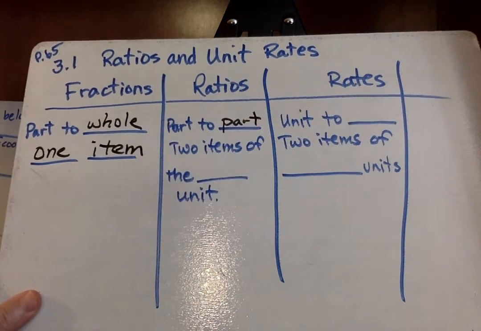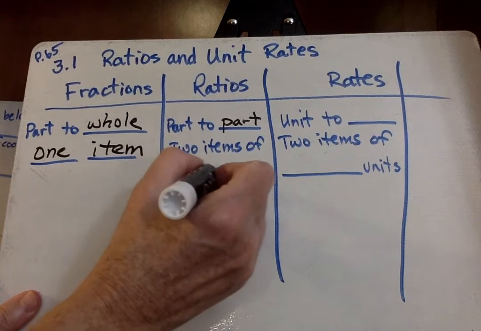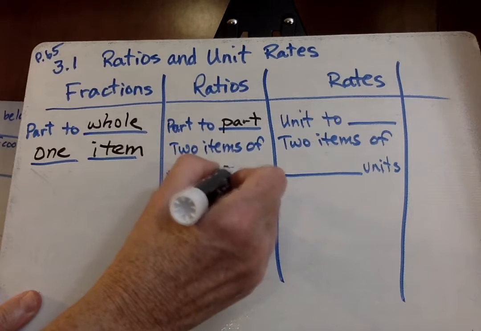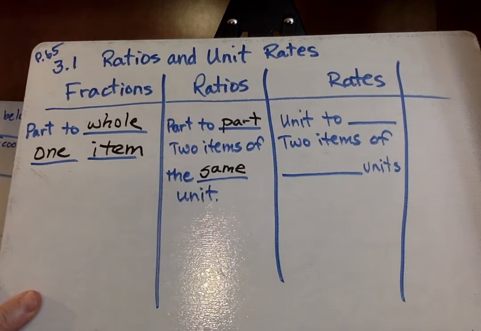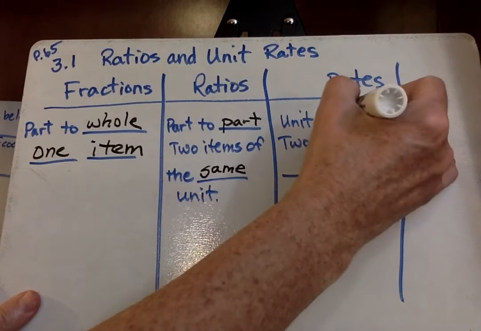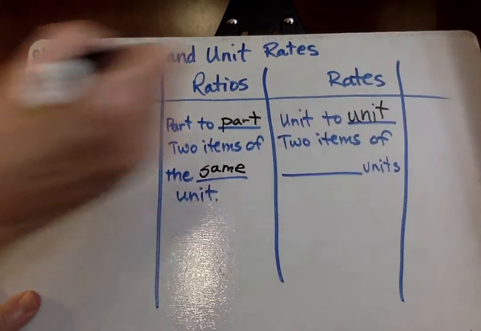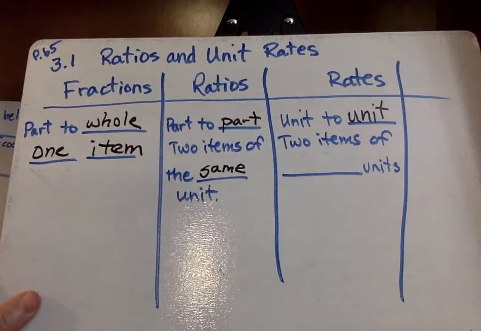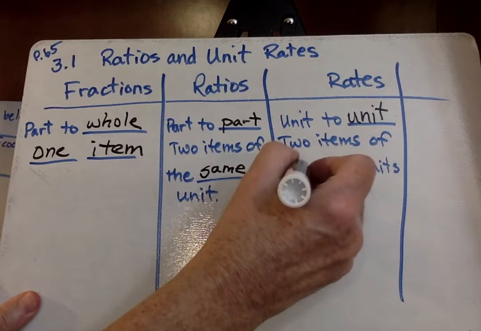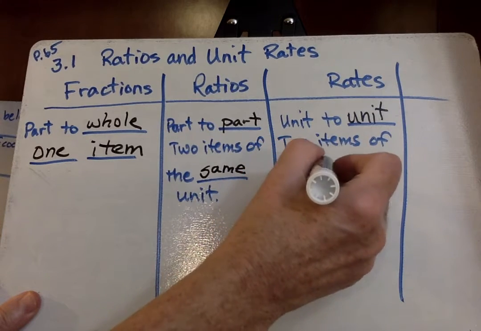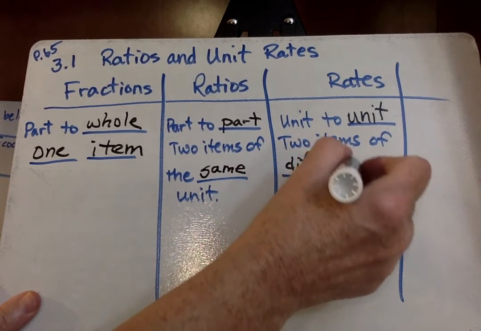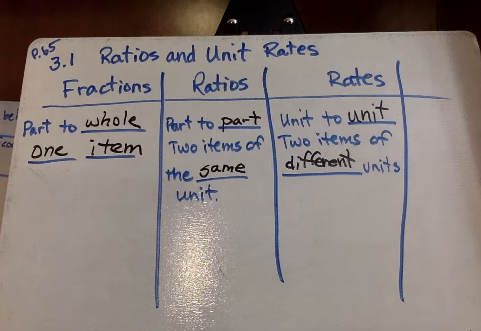Ratios are two items of the same unit. Then rates are unit to unit, two items of different units. Okay.